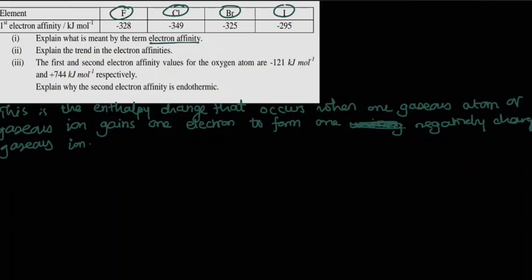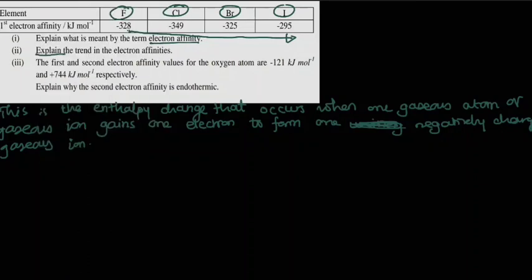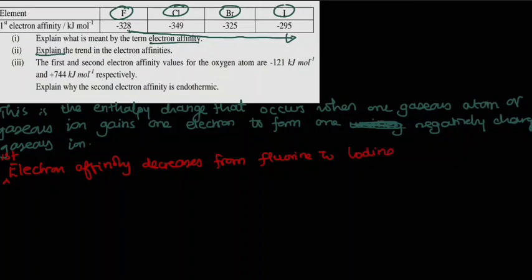Now explain the trend in the electron affinity. This is telling you, what are you seeing first of all? In the explanation, first, what are you seeing? I'm seeing that the first electron affinity, basically the negatives, is becoming less exothermic down the group. So this is part 1. Let me choose a better color for part 2. Red. The explanation: the first electron affinity decreases from fluorine to iodine. Why?